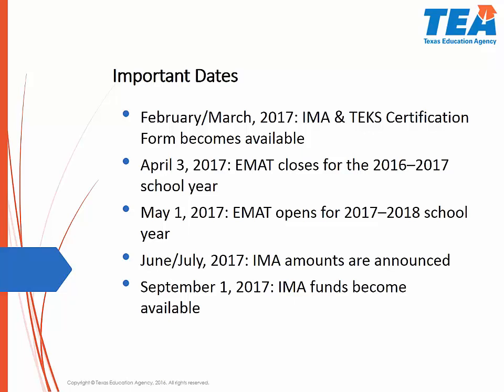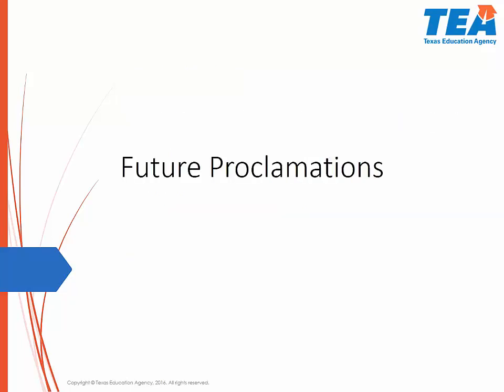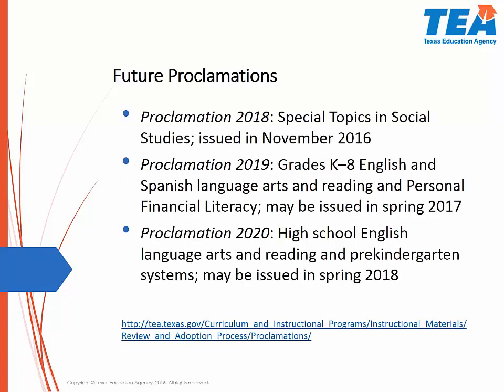Future proclamations. Proclamation 2018 includes special topics in social studies, which was issued in November of 2016. Proclamation 2019 includes grades K through 8 English and Spanish language arts and reading and personal financial literacy, which may be issued in spring of 2017. Proclamation 2020 includes high school English language arts and reading and pre-kindergarten systems, which may be issued in spring of 2018. To review the adoption cycle, you can click on the link below.